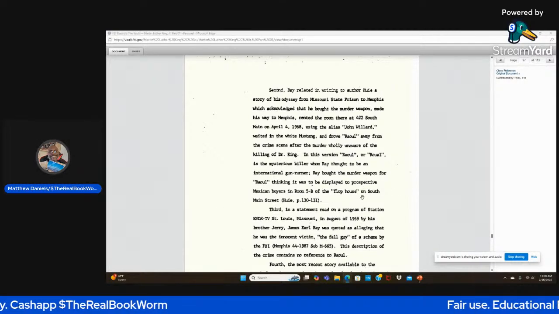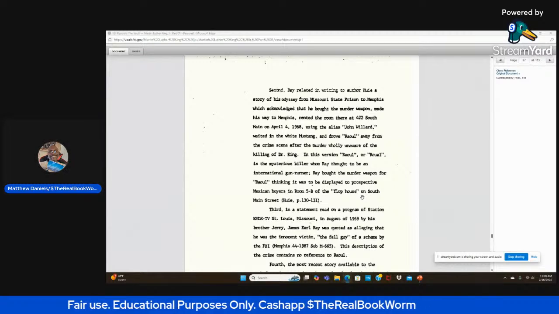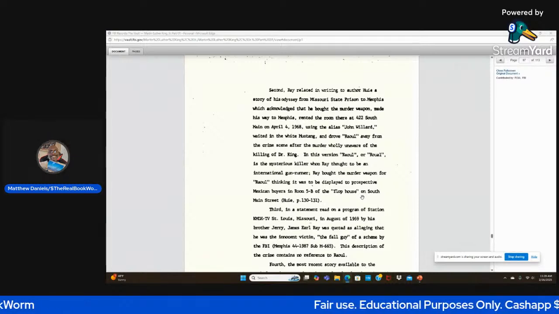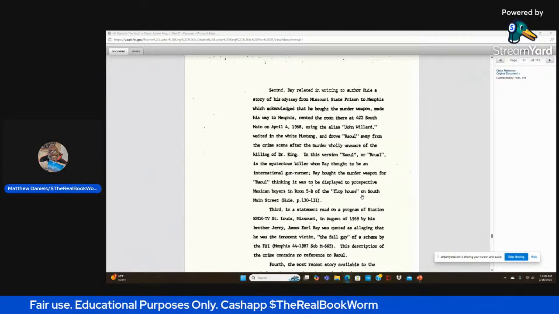So Ray is thinking, we're just here to sell a gun, which is probably what he'd been doing, because remember, I keep telling you guys, where was he getting the money from? Where was James Earl Ray getting the money from to live his lifestyle? He was getting it from this Raul guy. He was working for Raul. All along, Raul was using him as an FBI asset. He was a patsy.